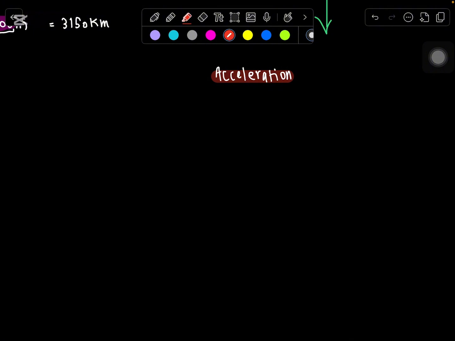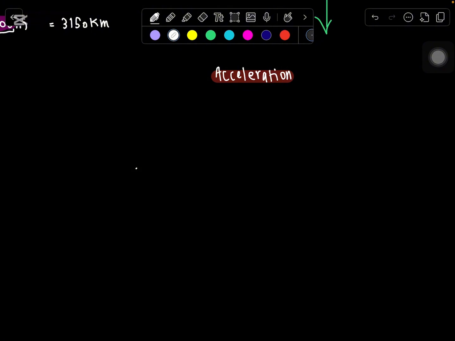You might have heard this word before, acceleration. In normal day-to-day life, we use the word acceleration to represent that something is speeding up. Like if I say the car is accelerating, what I would mean in our day-to-day life is that the car is speeding up. Let's try to understand this concept in a bit more detail.